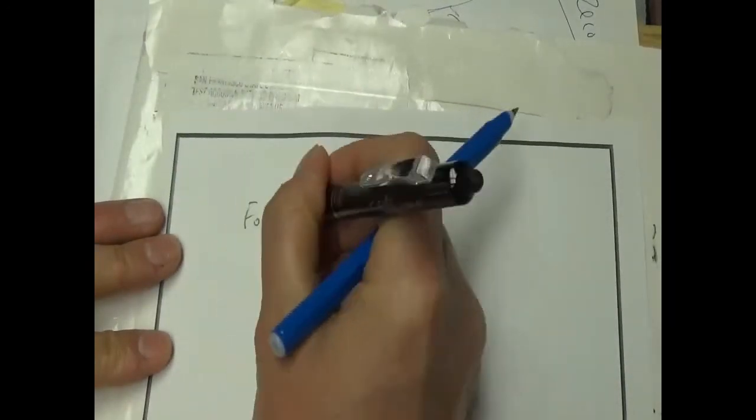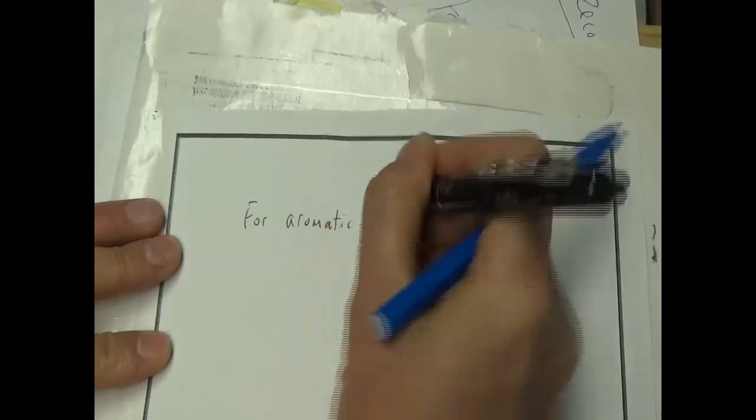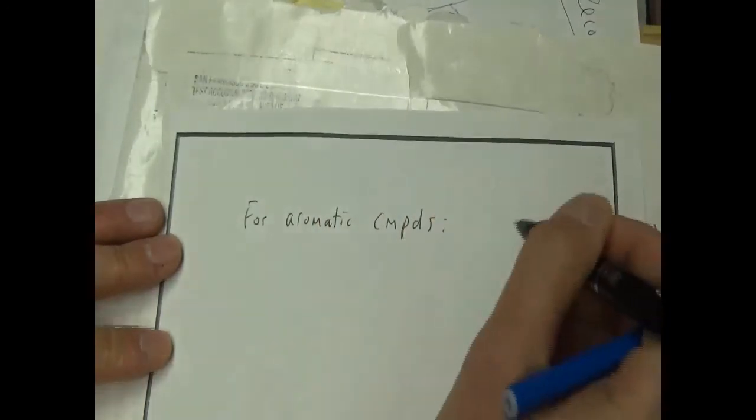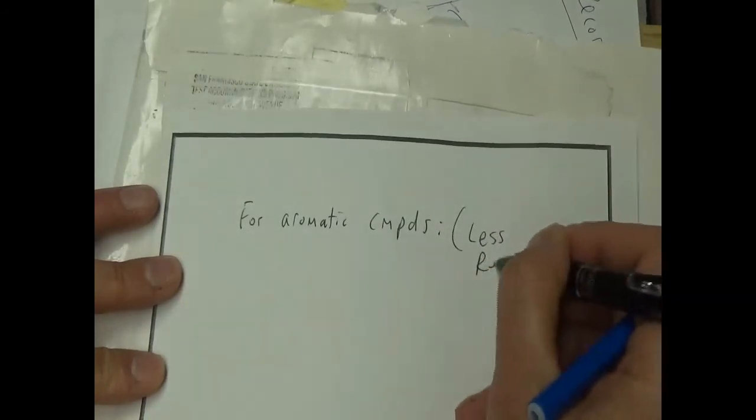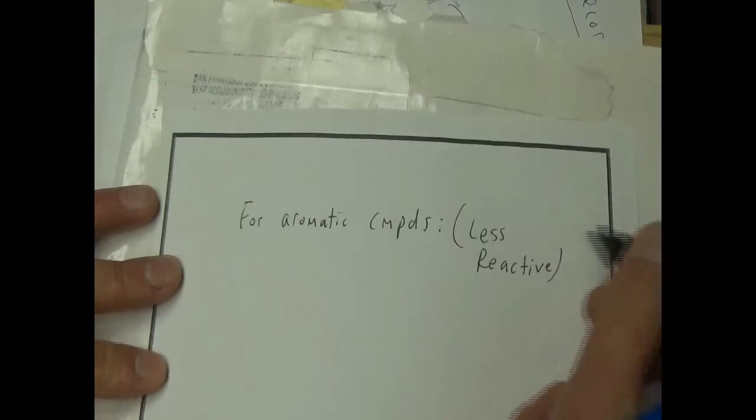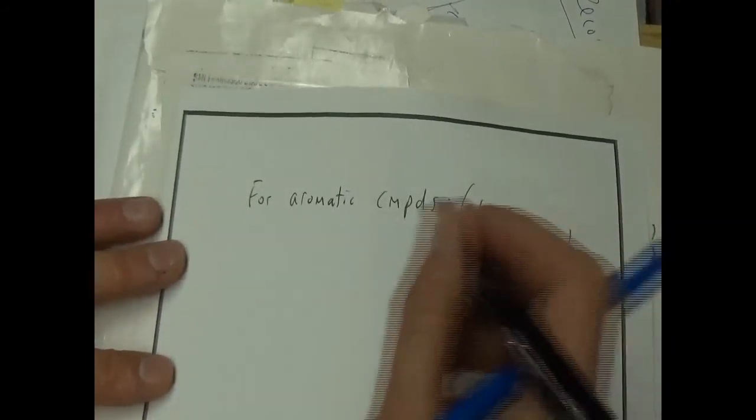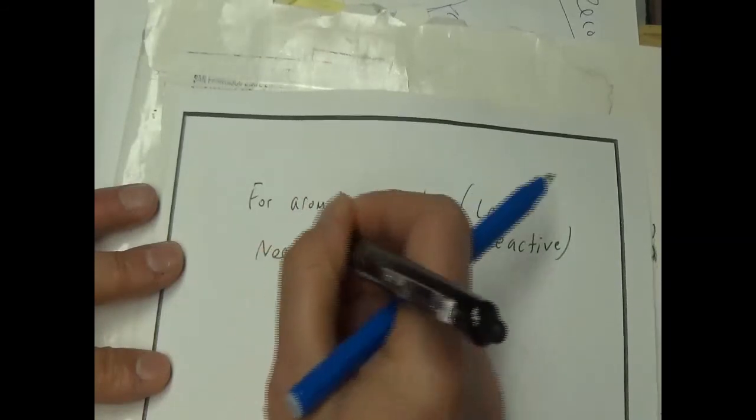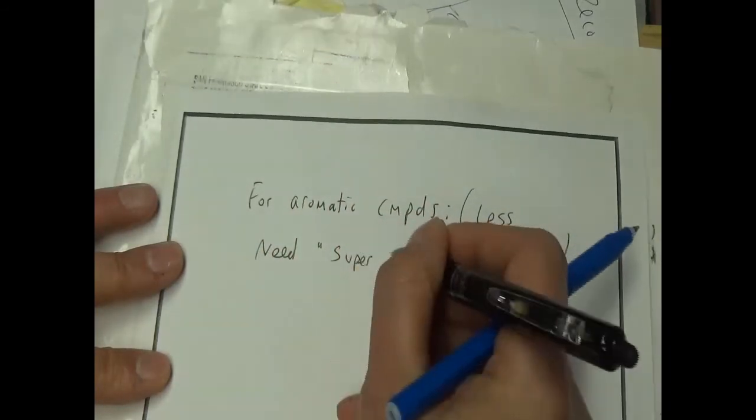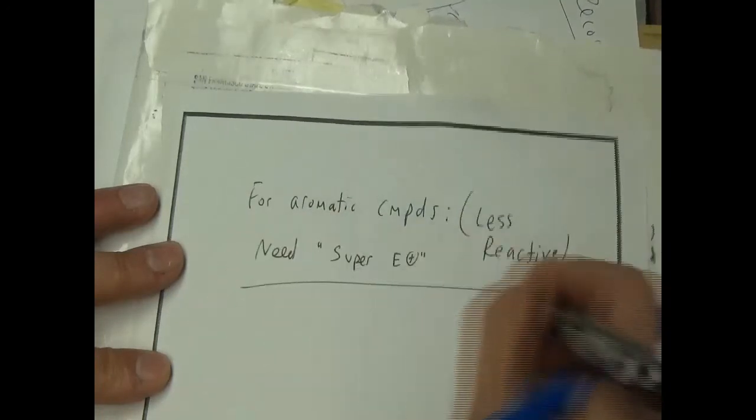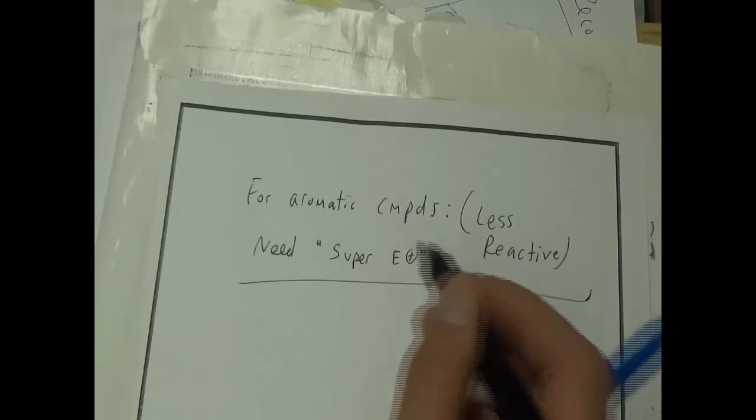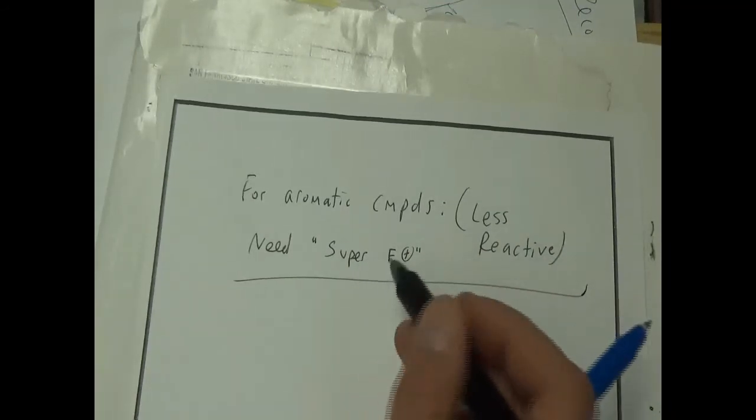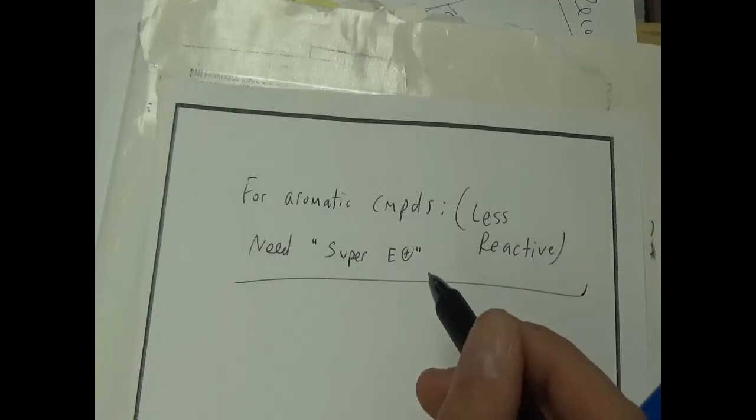For aromatic compounds, first of all, they are less reactive. They do the same thing, but they're less reactive, right? Because they're happy aromatic compounds. So we need what I call a super electrophile. It's not just any electrophile, it's a super electrophile. So something happens that makes it a little more super, a more reactive electrophile.